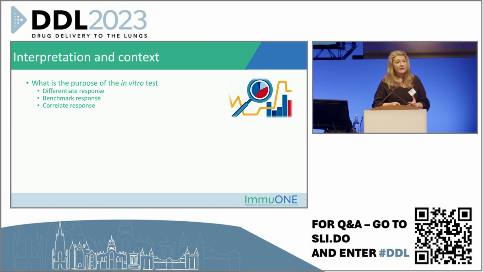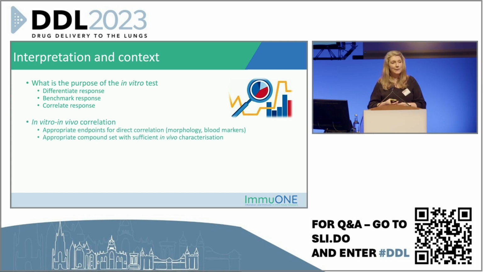The purpose of the in vitro test and how we're applying it to safety decisions is really key. Do we want to differentiate response, for example looking at test substance A versus test substance B to understand if it's something different? We can benchmark response, so we can have a set of compounds that we know are safe, and draw a line saying anything below those figures indicates a safety issue. Or we can start correlating response directly to other assays, so in vitro assays to in vivo assays.